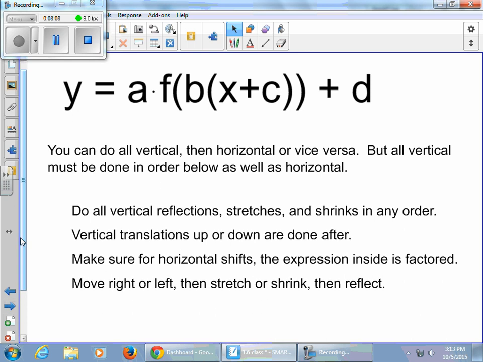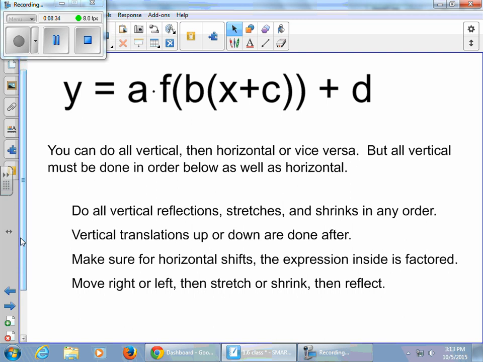So if you need to write them down, you can have the sub pause the video. But as I said yesterday, order is going to matter. So you want to do all your vertical, then your horizontal, or all your horizontal, then your vertical. But in choosing those, you have to do them in the order that's given.